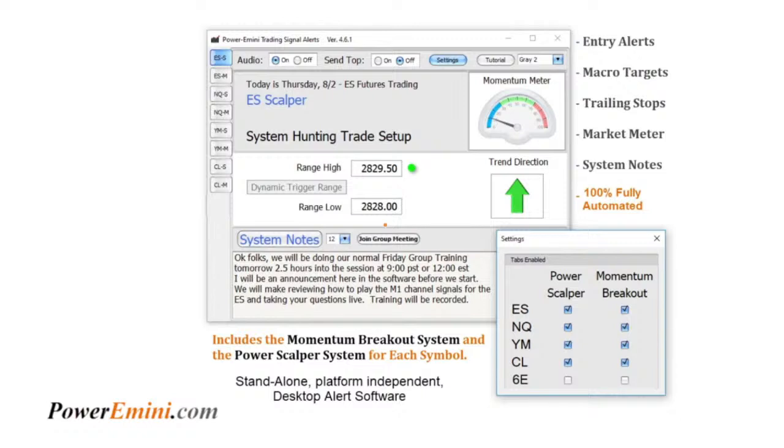Okay, I have a question here about what time the momentum system shuts off for the day.